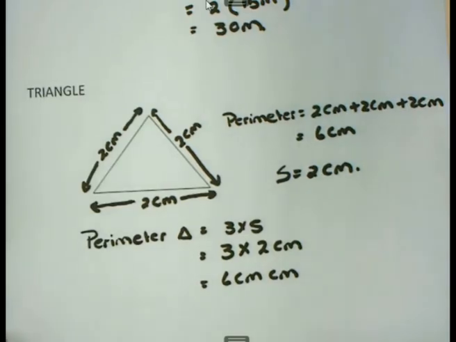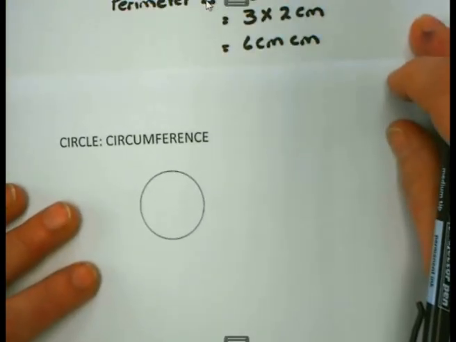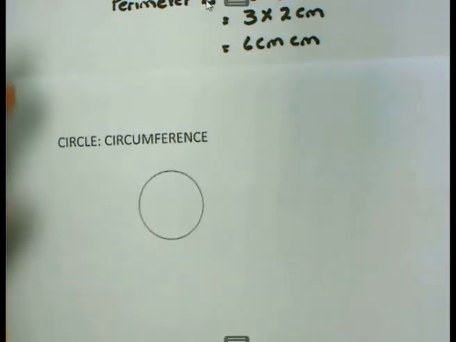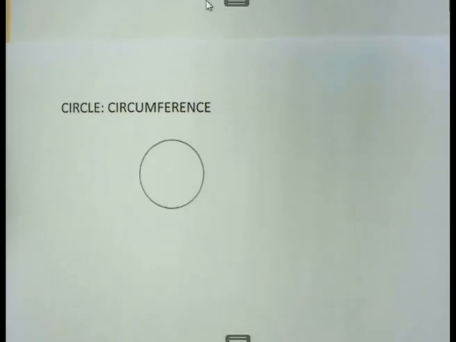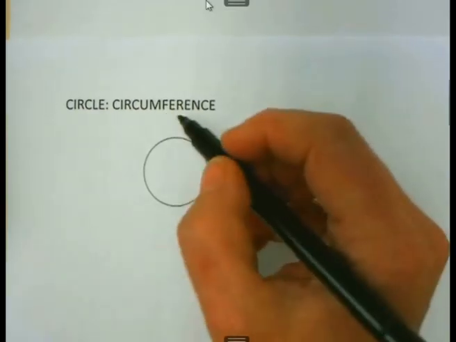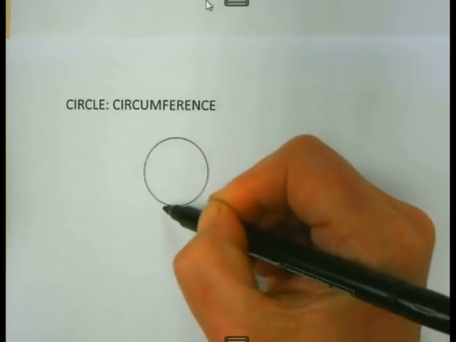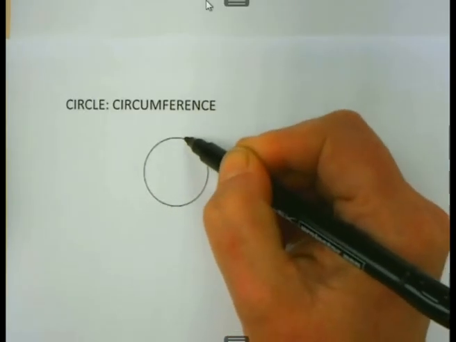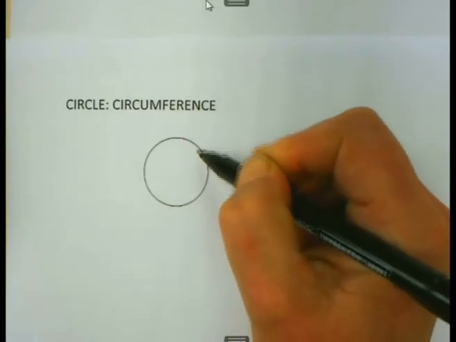Finally, let's look at the circle. Remember now what we said. When we are going to work with the circle, we are not going to speak about the perimeter, we are going to speak about the circumference. When we work with the circle, there is certain terminology that is very important to remember. If we are talking about the circumference, I'm talking again about the outside border here of the circle.